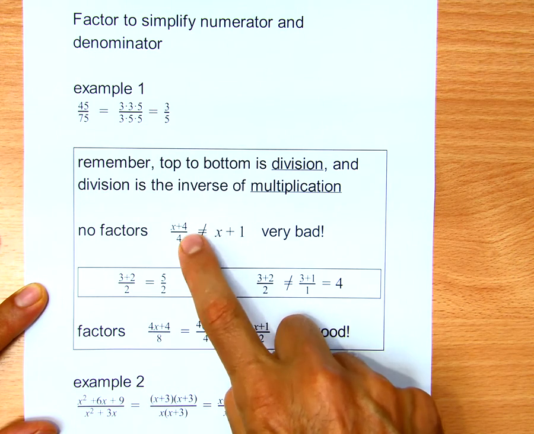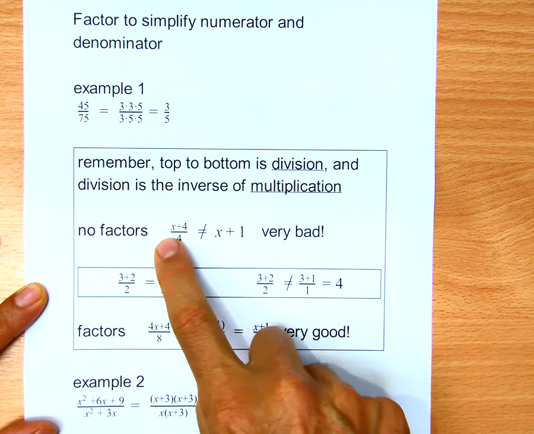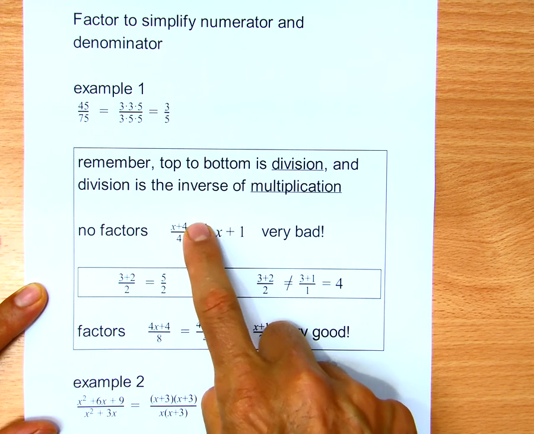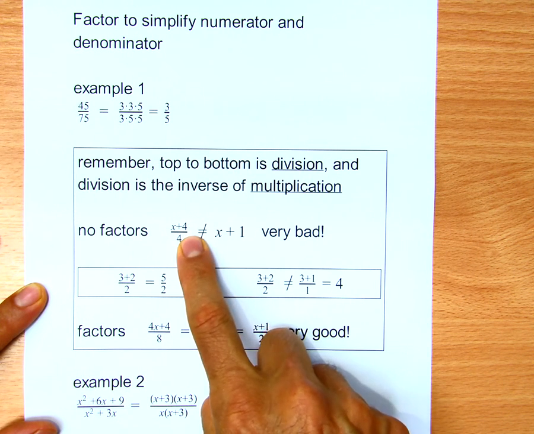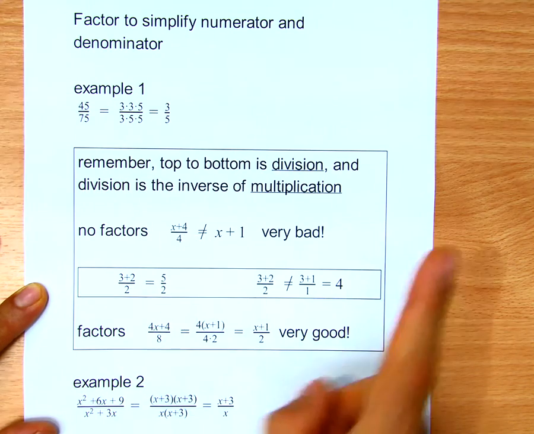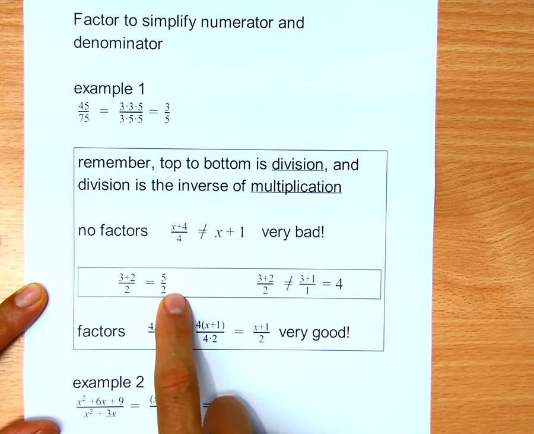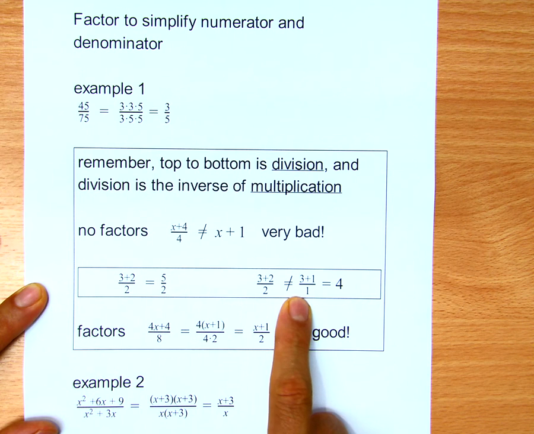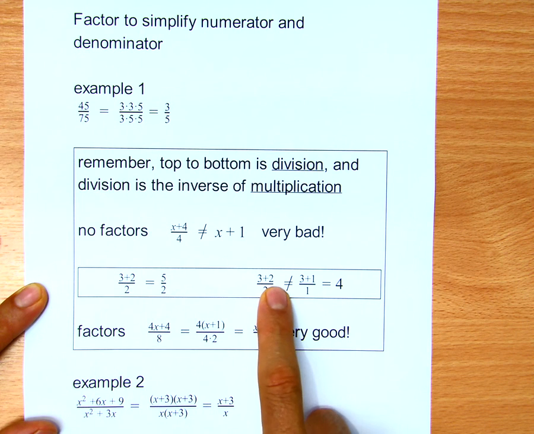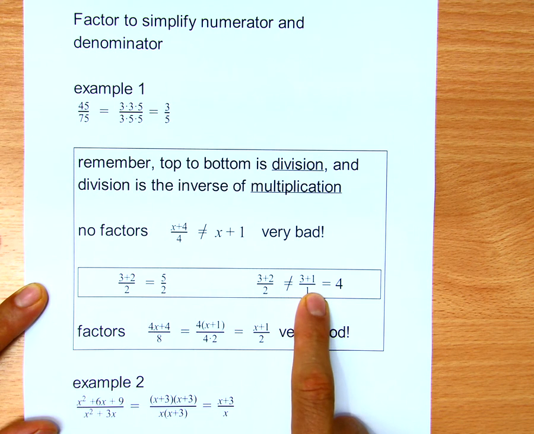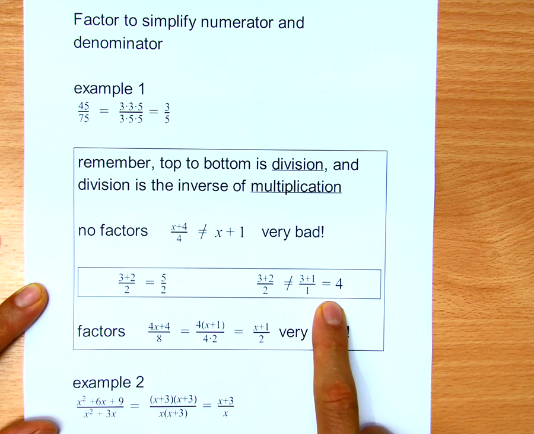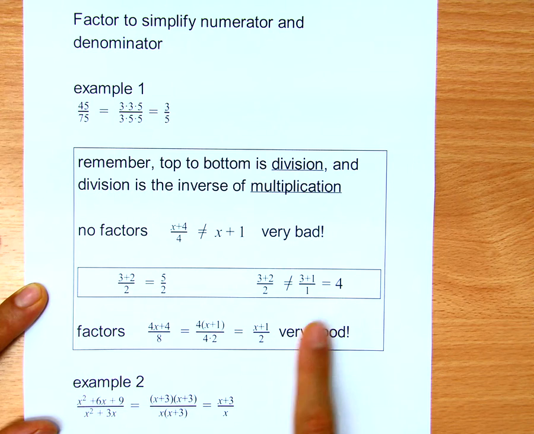You cannot cancel this 4 with this 4 because this is addition, and addition does not cancel with division. For example, 3 plus 2 over 2 should total to 5 over 2. This is false. Some students want to try to cut this 2 and make it a 1, but it's just not true. So don't do that.